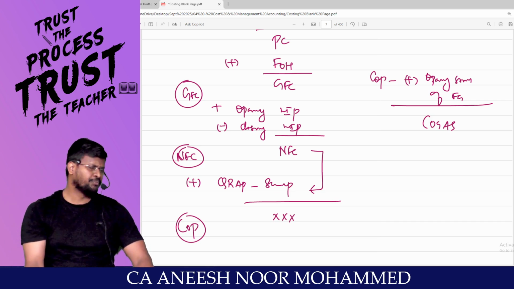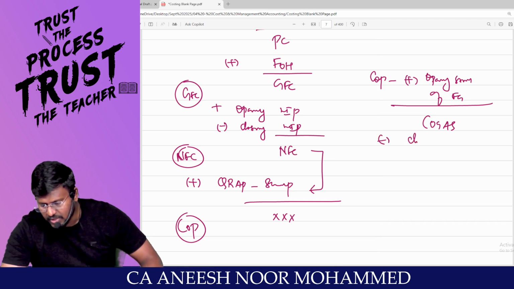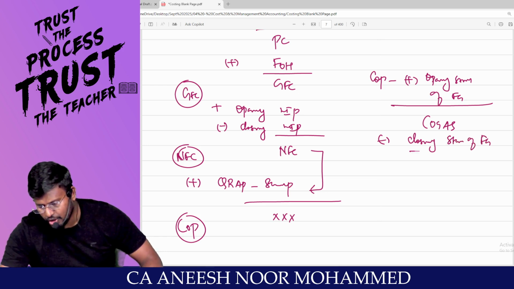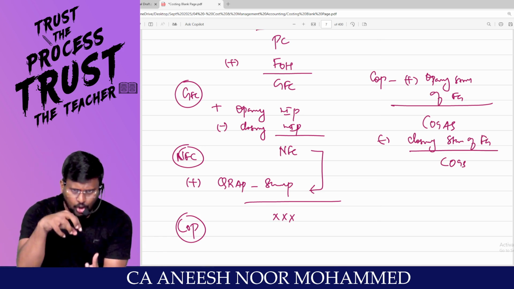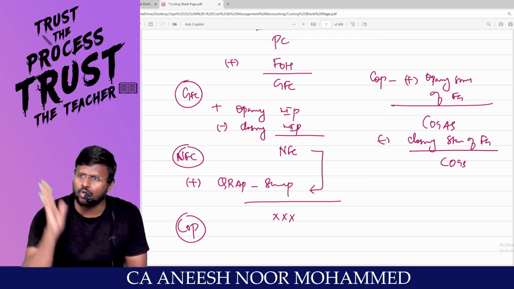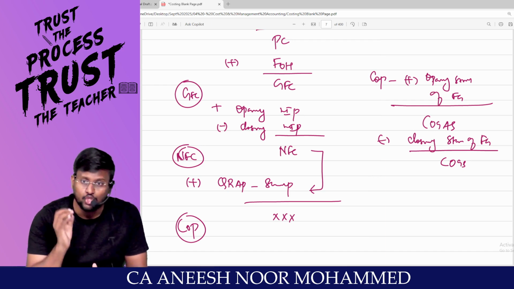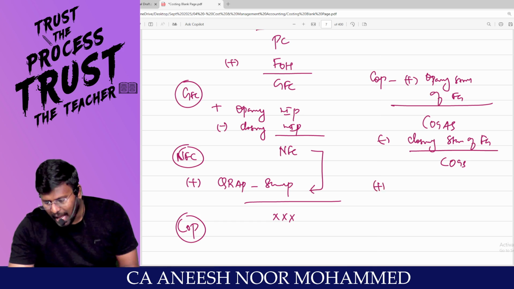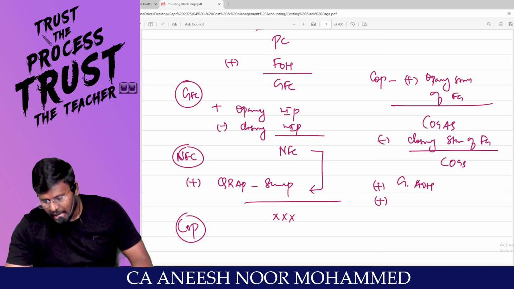Comfortable? Will I sell the entire COGAS? I have to reduce the closing stock of finished goods. I will get the cost of goods sold. This means the cost for the goods which I have sold. Pakka production cost, correct? But I have to incur the selling and distribution. I have to incur the general administration overhead. So add general administration overhead. Add selling and distribution overhead.